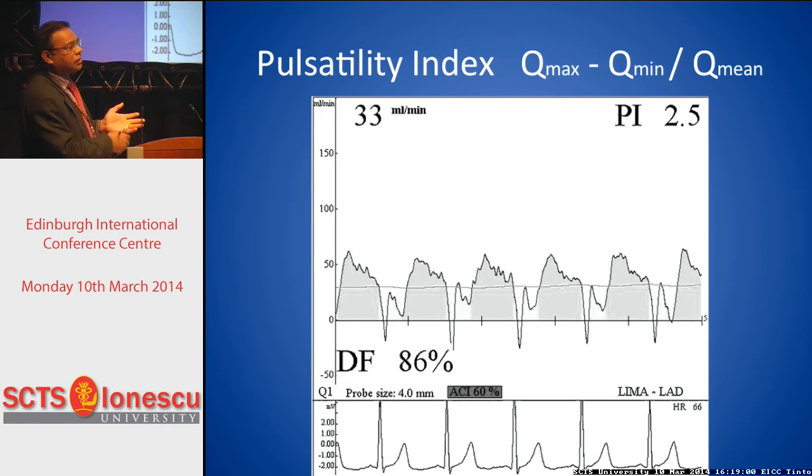The lower the pulsatility index, the better. It is an indicator of the resistance of the distal coronary artery tree. And the higher the pulsatility index, it's not very good. The chances of graft failure increase. Above 5, the chances of graft failure are high, and below 3, the chances of having graft failure are very low.